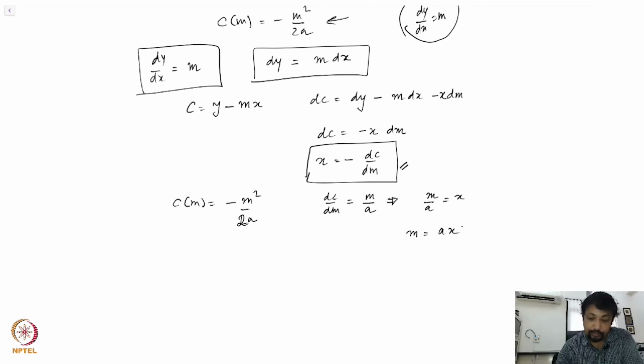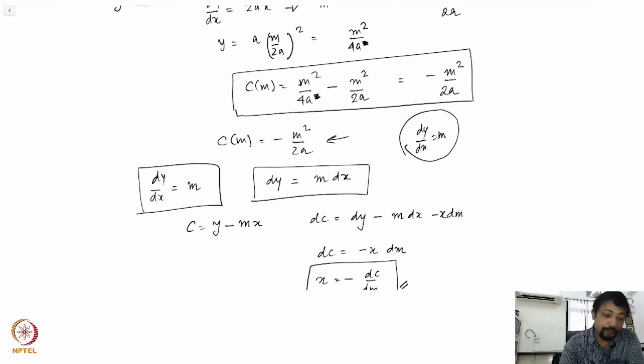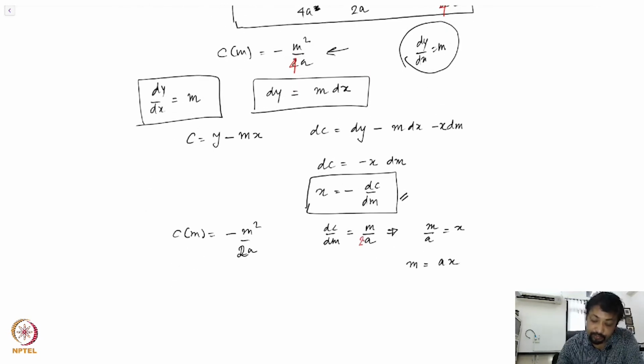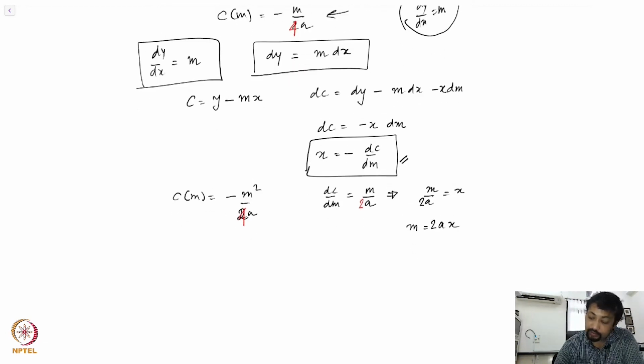So there is a problem somewhere. Yeah, the problem is over here. You see, this is m squared by 4a, this is minus m squared by 4a. And if this is minus m squared by 4a, then this has to be 2. This is the error that we made. So if this is 2, then this is twice ax, right? So now we have m. So c of m is minus m squared over 4a. m is twice ax.